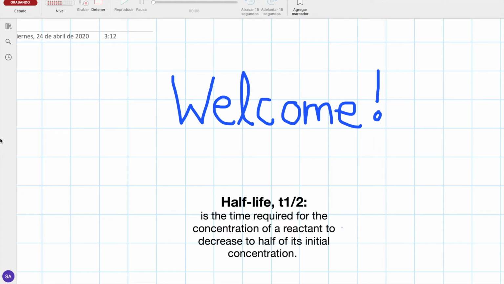In this video, we will learn how to derive half-life equations. But first, let's remember the definition of half-life. Half-life, or t1/2, is the time required for the concentration of a reactant to decrease to half of its initial concentration. Having said that, we can start deriving our half-life equations.